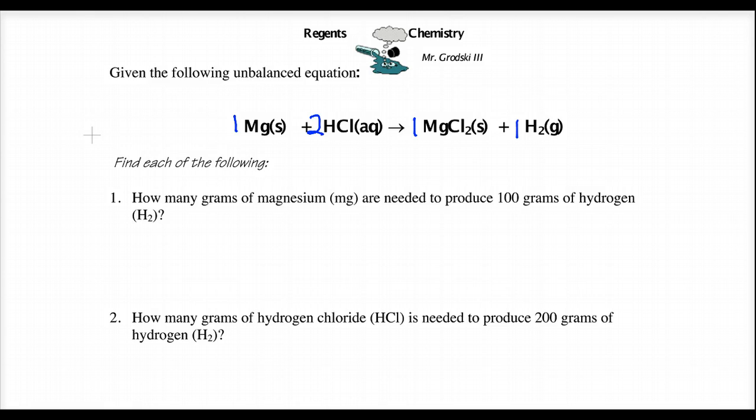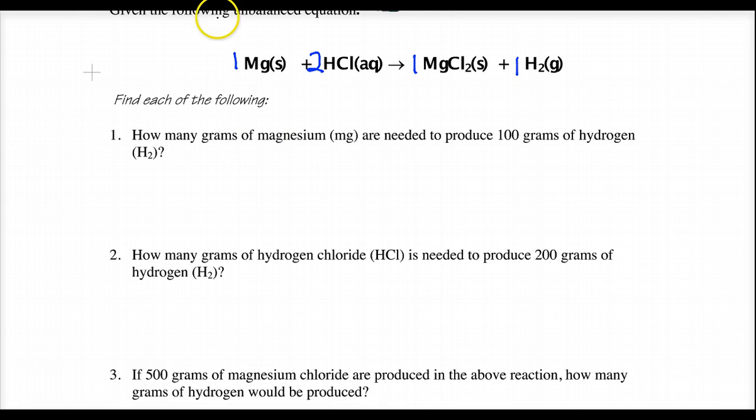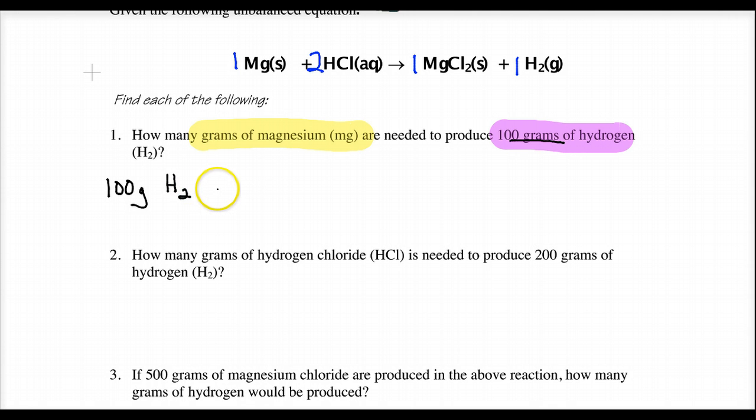Now, number 1. How many grams, that's what we want, of magnesium are needed to produce 100 grams of hydrogen? Whoa, okay. So what am I given? Well, as before, write down what's given to you: 100 grams of hydrogen. Now they want grams of magnesium. So it makes sense from everything I taught you, you would do this. Get rid of hydrogen, put magnesium. There's 1 magnesium for 1 hydrogen.